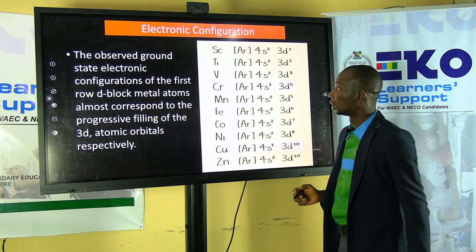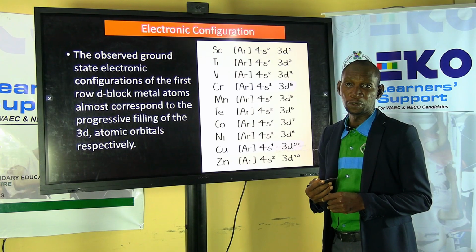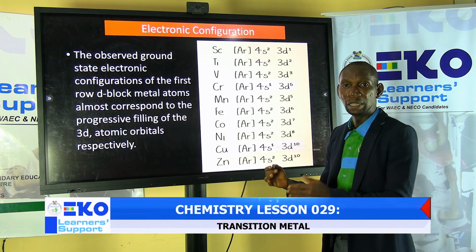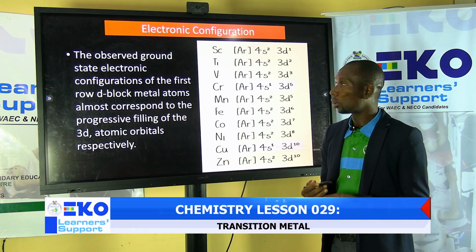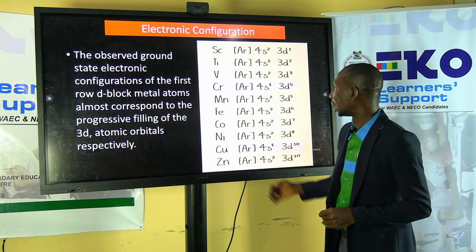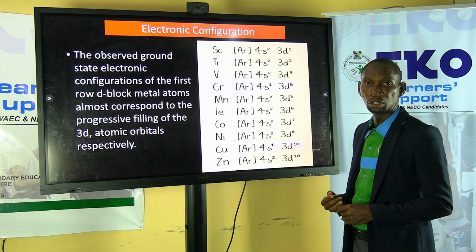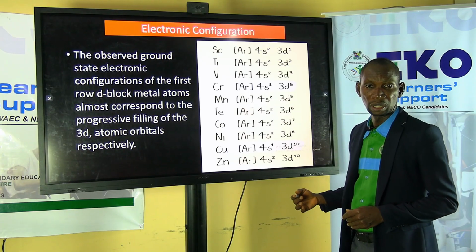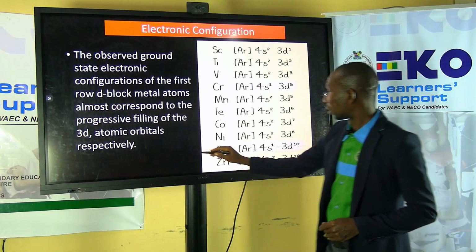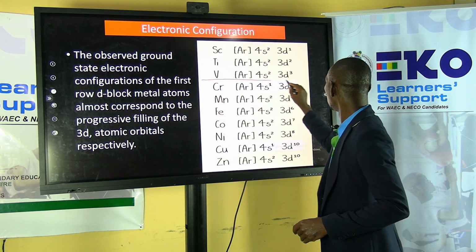Let's move on. Now, how do you write the electronic configuration of transition metals? They are quite different from the way you write the main group elements, because you are now filling electrons into the D orbital. Now, what you have here shows the electron configuration of the first transition series, starting from scandium to zinc. Of note is what you have at chromium.